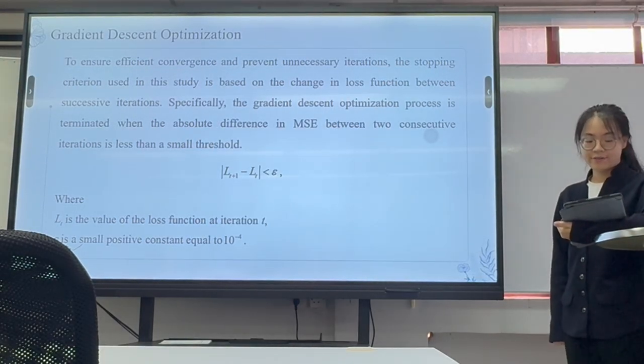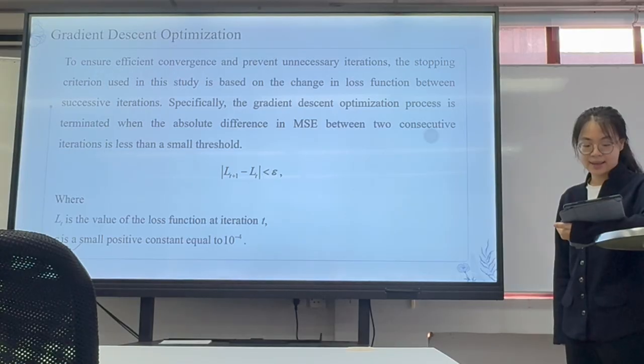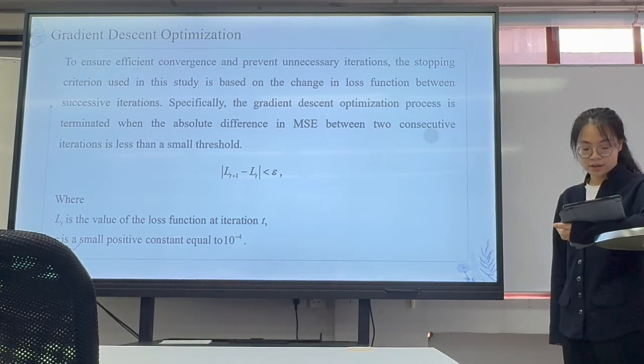To ensure effective convergence and prevent unnecessary iteration, the stopping criterion used in this study is based on the change in loss function between successive iterations. Specifically, the gradient descent optimization process is terminated when the absolute difference in MSE between two consecutive iterations is less than a small threshold.